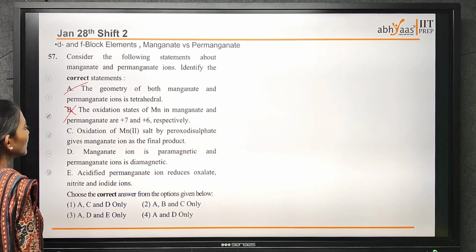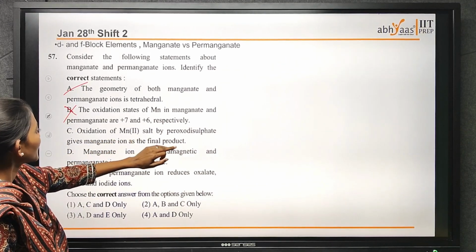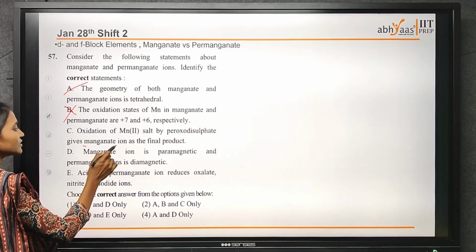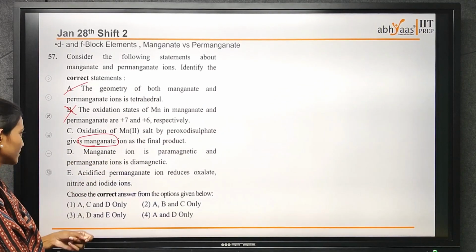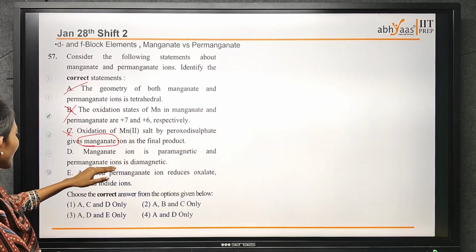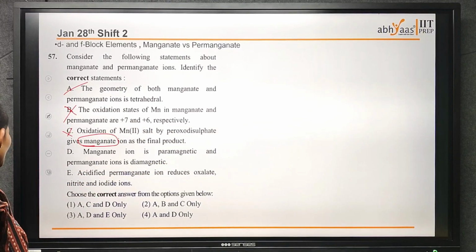No. Oxidation of Mn2+ salt by peroxodisulfate gives the manganate ion as the final product. It is not giving manganate, it will give permanganate. So this is also not an option. Manganate ion is paramagnetic and permanganate ions are diamagnetic. Yes.